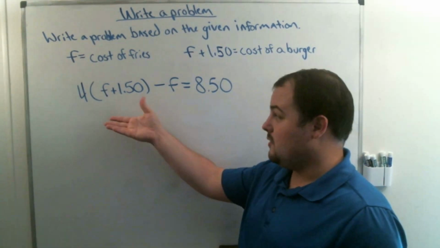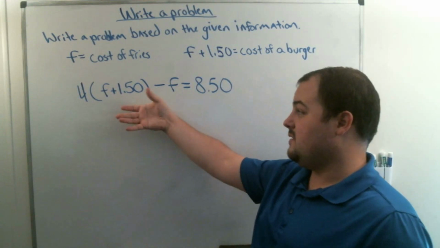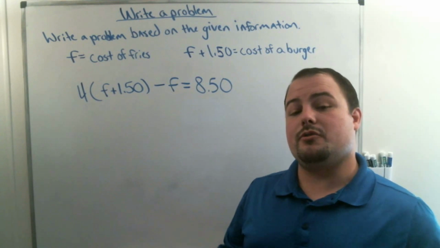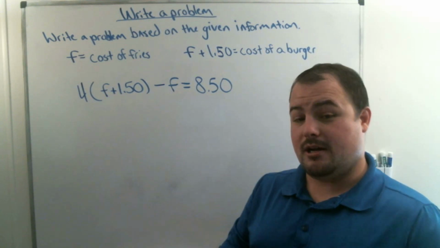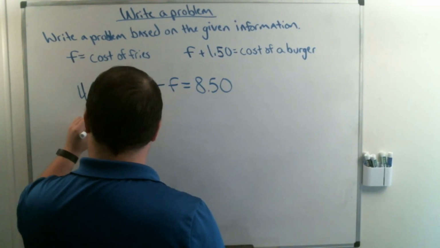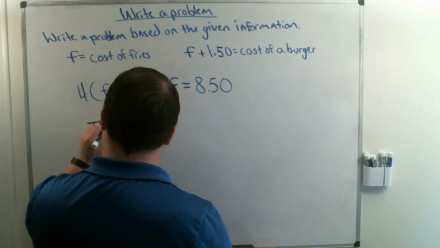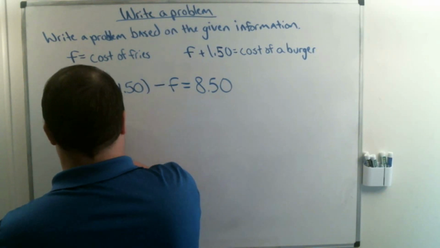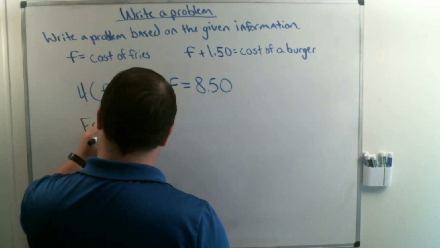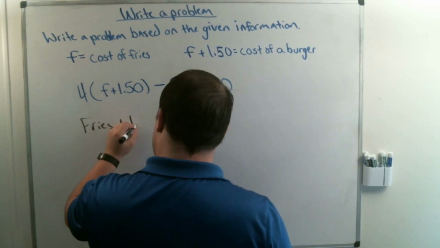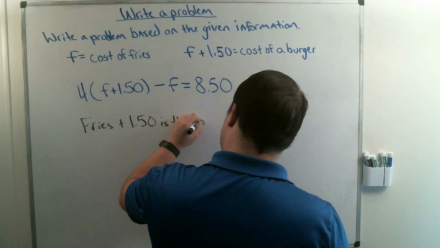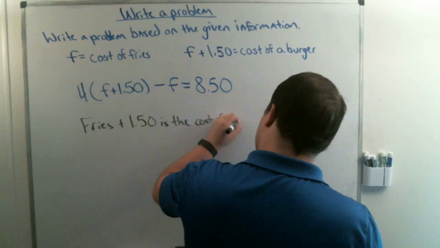We also see this equation here. If we had 4 times this, minus the cost of fries, we're going to get $8.50. So what I'm going to do is combine all that up into one problem. I would maybe say that fries plus $1.50 is the cost of a burger.